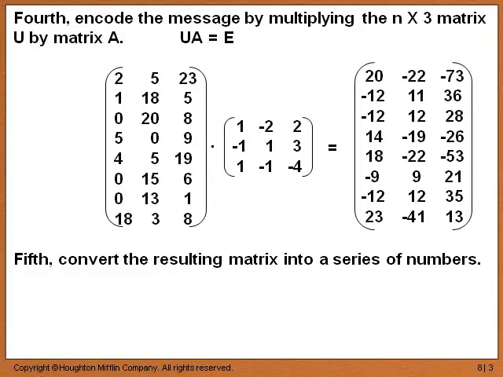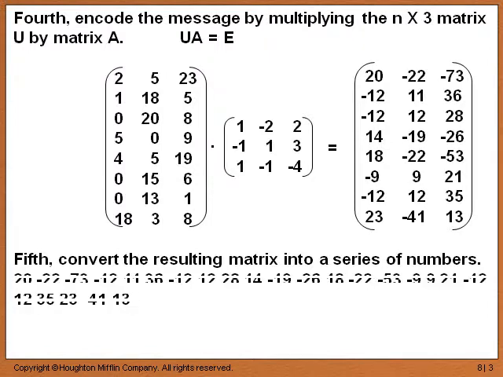The fifth step is to convert the resulting matrix, this matrix E, into a series of numbers. All you do there is simply write this matrix E as a single line of numbers, without any rows, just one row really. The only reason it's showing up as two lines on the screen is because the line is too long for the screen. But a cryptogram really is just a series of numbers.